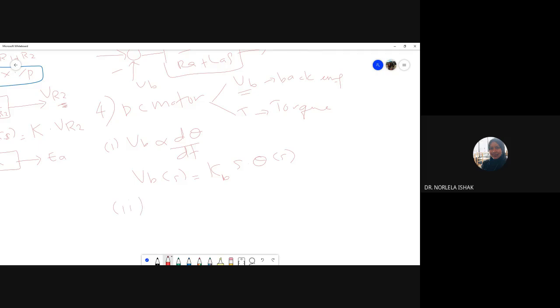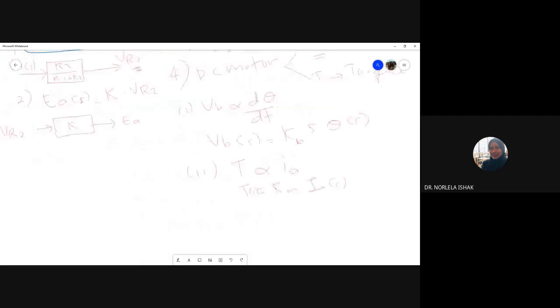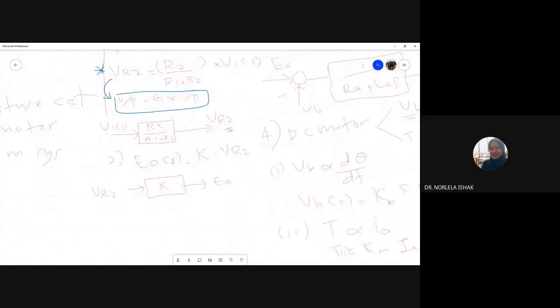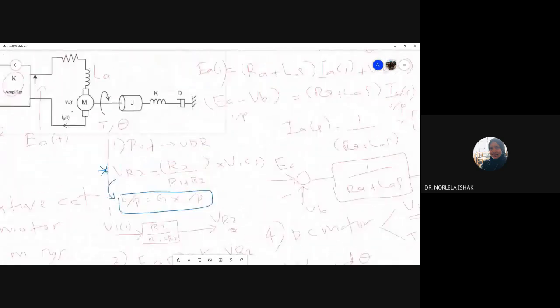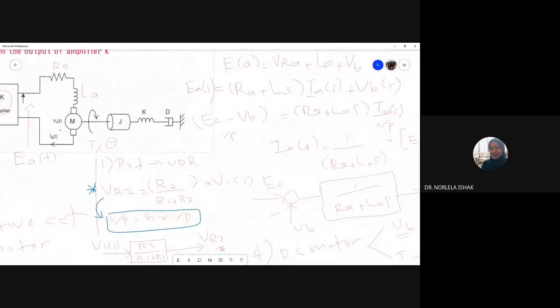Number 2, torque is proportional with I armature. From there, we simplify the equation, we can get the coefficient for the motor, and this is our current in terms of S domain, right? Okay, that's done. What is the last one? The rotational mechanical system, right? What passive elements are given there? Inertia, spring and damper.